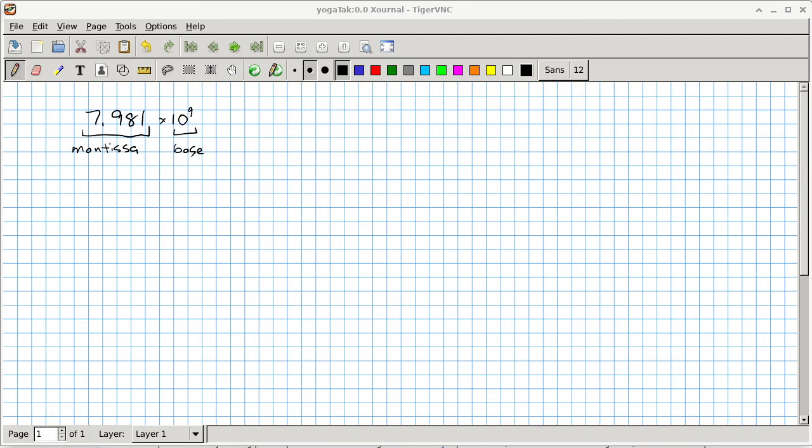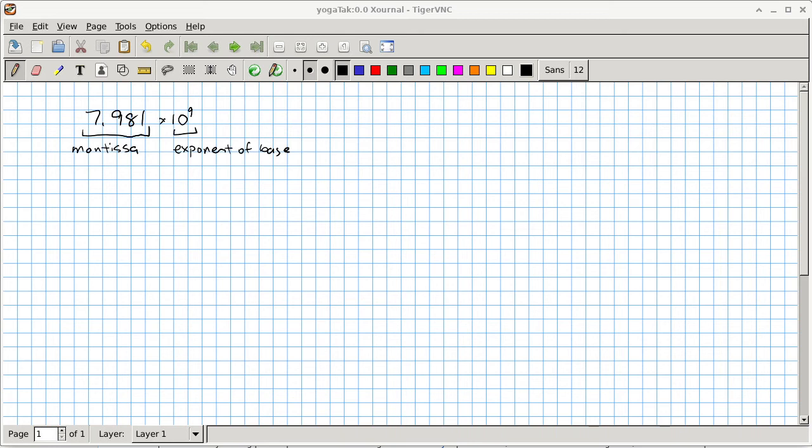And then the other part is some exponent of some base. In this case, it is base 10 because the number is in base 10 scientific notation. So we are raising 10 to the power of 9 in this case.